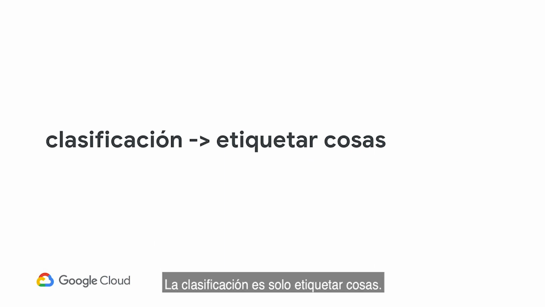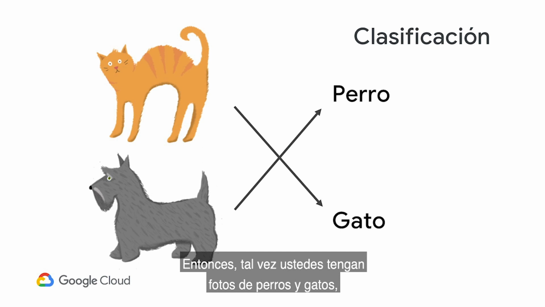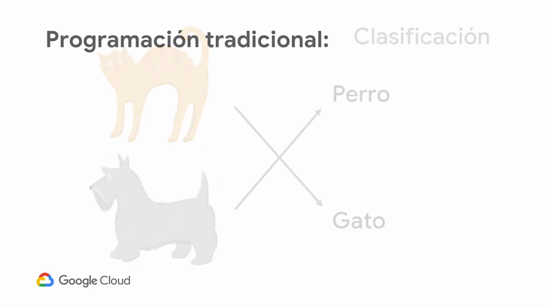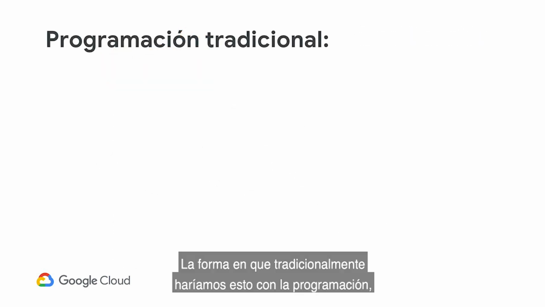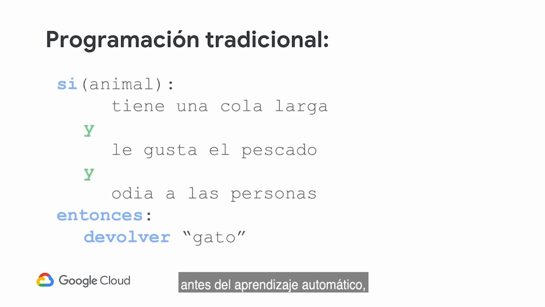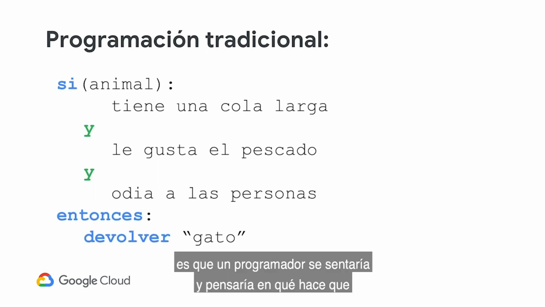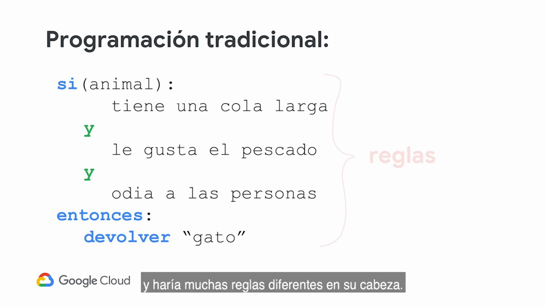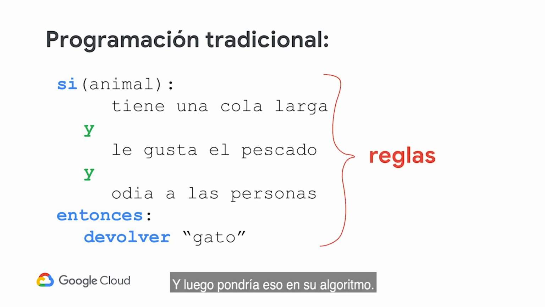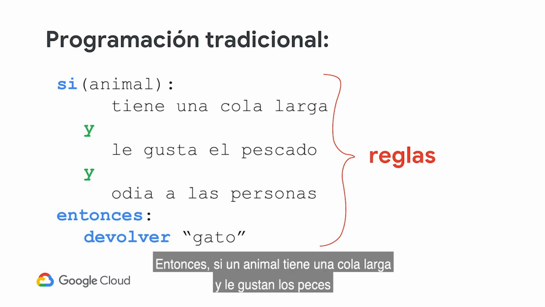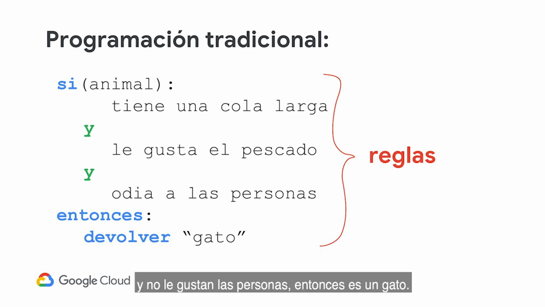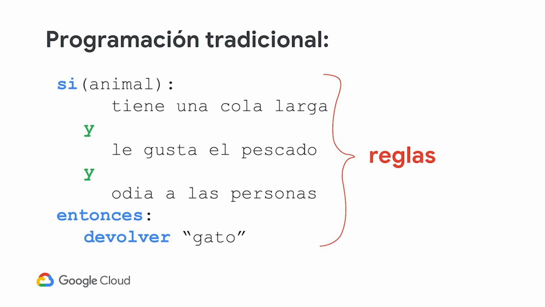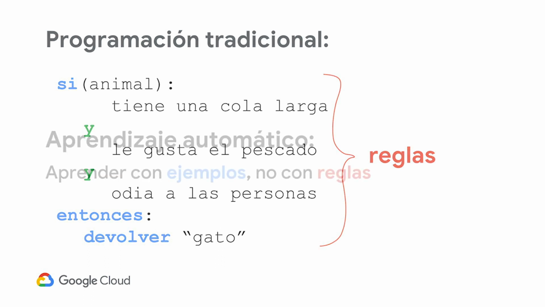Classification is just labeling things. So maybe you have pictures of dogs and cats, and you want to build an algorithm that, given new pictures, can automatically label those dogs and cats for you. The way that we would do this traditionally with programming before machine learning is that a programmer would sit down and think, what makes a cat and a dog? And they would come up with a bunch of different rules in their head. And then they would put this into their algorithm. So if an animal has a long tail and likes fish and doesn't like people, then it's a cat, otherwise it's a dog. That's the traditional programming approach.